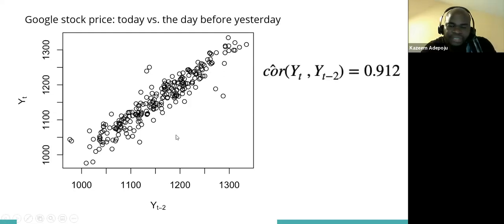So like I said, what I'm using here is a Google stock price, and I'm actually using the price of today versus the day before yesterday. Of course, the day before yesterday is what I call the past. So if it were to be yesterday, this would be yt minus 1. And you know what?